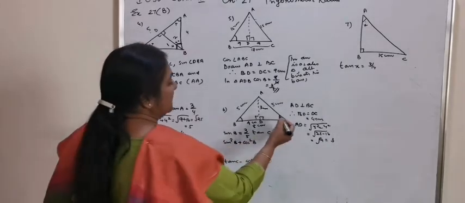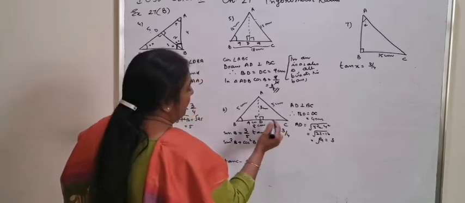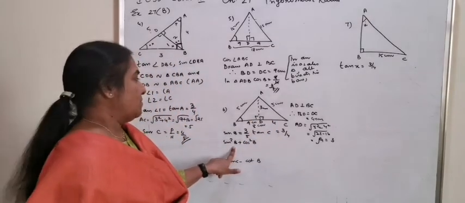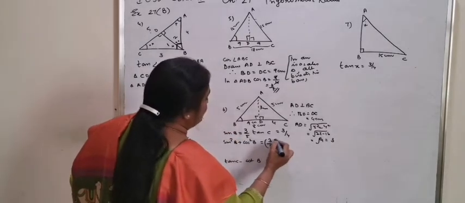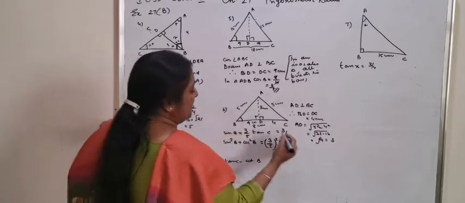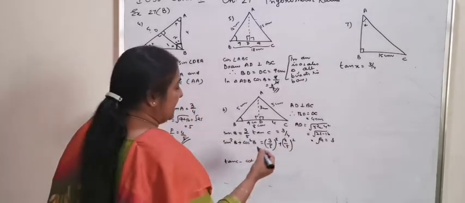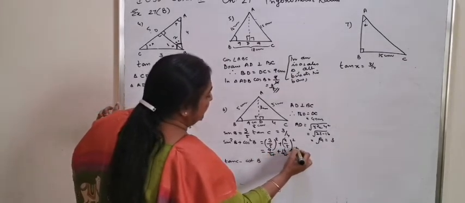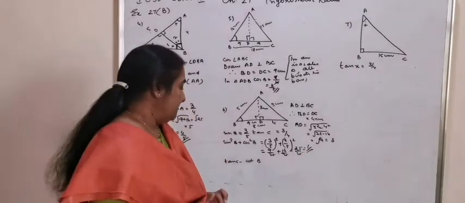Tan C. Tan C is 3 by 4. It is perpendicular by base. Sine square B plus cos square B. Sine square B is 3 by 5 the whole square. Cos square B is 4 by 5 the whole square. It is again 9 by 25 plus 16 by 25, which is 25 by 25, or the answer is 1.